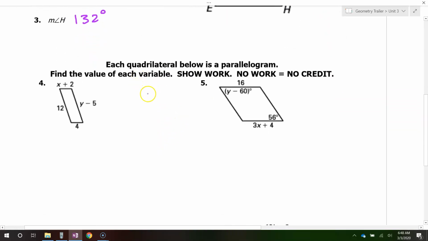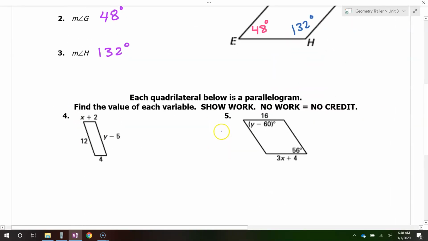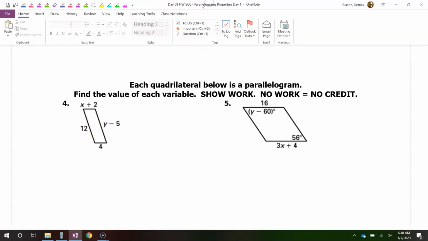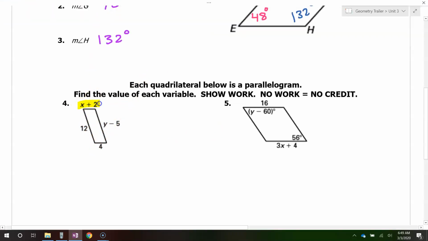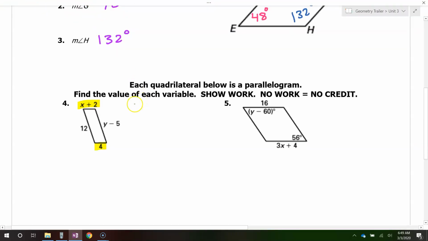Okay, another property of a parallelogram is that opposite sides are congruent. So opposite angles are congruent, but opposite sides are also congruent. So for that reason, x plus 2 should equal 4 because those are opposite sides. So I can use that to make a little equation. So I could say x plus 2 should equal 4. Of course, if we subtract 2 from both sides, I get x equals 2.